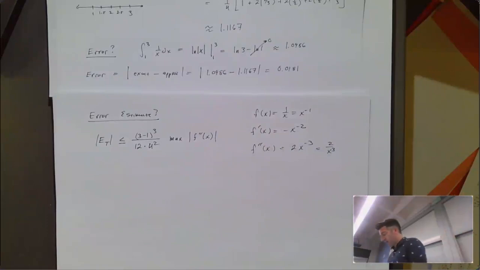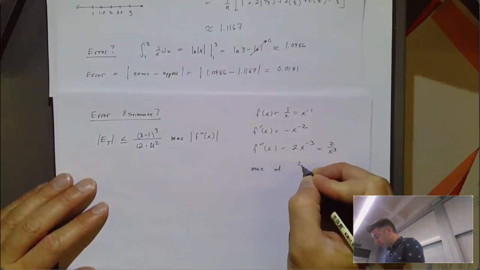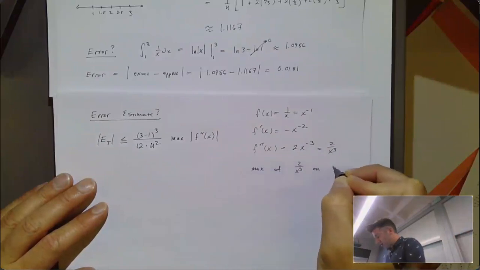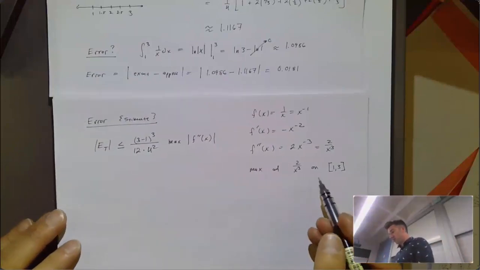If I want to find the maximum of 2/x³ on the interval from 1 to 3, right? Because that's where my integral is covering. What value of x is going to make that the largest? Right. So a lot of the times you can just say, oh, if I plug in 1, it's the biggest, great. So the biggest this is going to be is 2/1, which is 2.